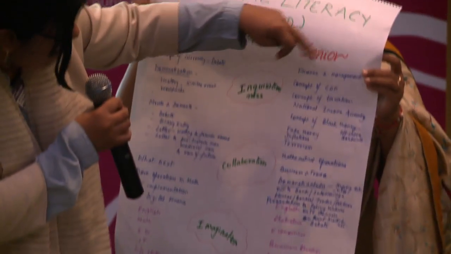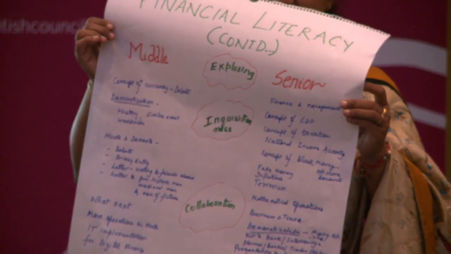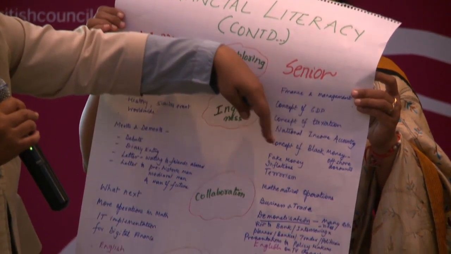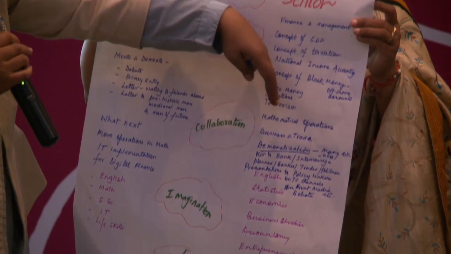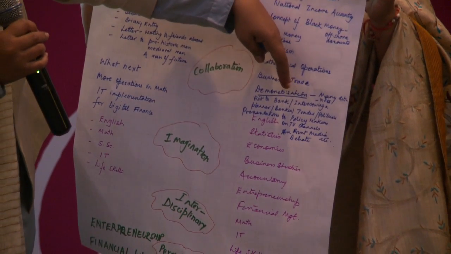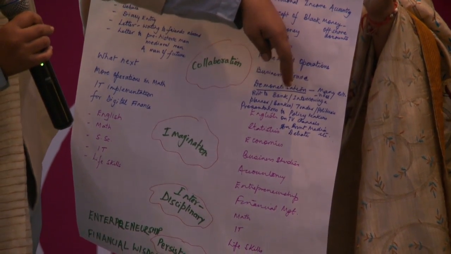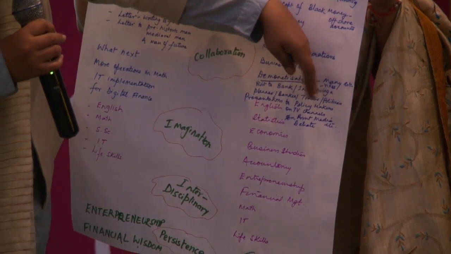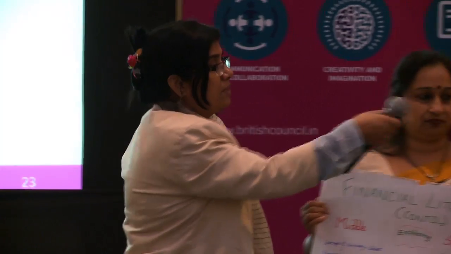Senior classes: financial management, concept of taxation, national income accountancy, concept of black money, fake money, inflation, terrorism, mathematical operations, business and trade, demonetization. They could visit a bank, they can interview a planner, banker, trader, politician. This goes on. Would you talk about the resources, please?